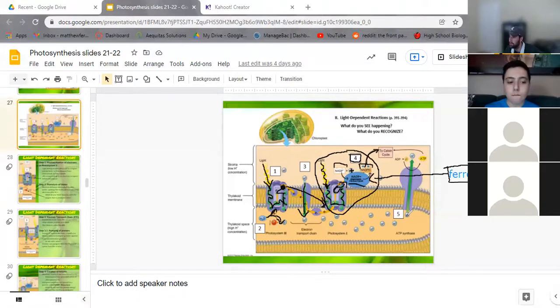And then finally, step 5 is just a form of passive transport called chemiosmosis. It's protons flowing down their concentration gradient through this ATP synthase. This is ATP synthase. And ATP synthase is also wonderfully named. It's an enzyme that synthesizes ATP. We call it phosphorylation. We're adding a phosphate group to ADP, and so we call it phosphorylation of ADP into ATP.